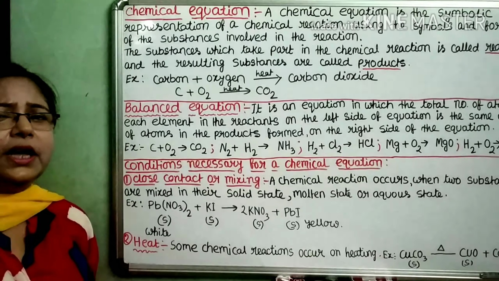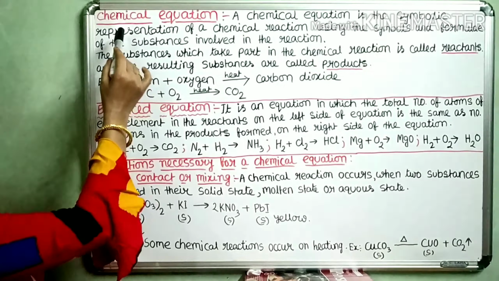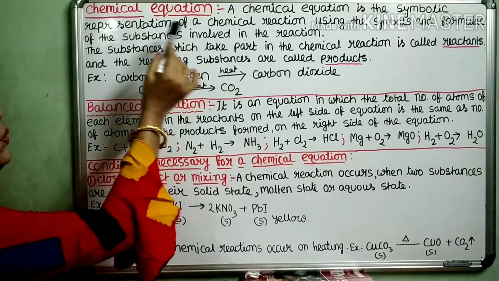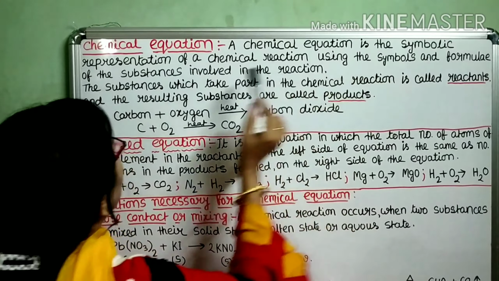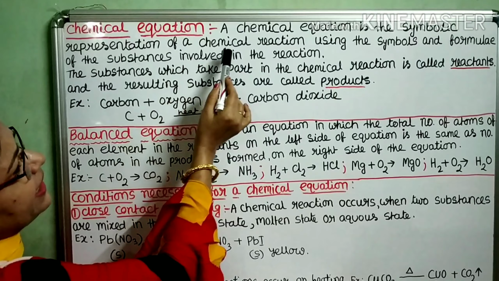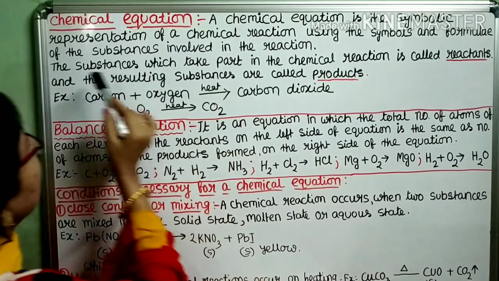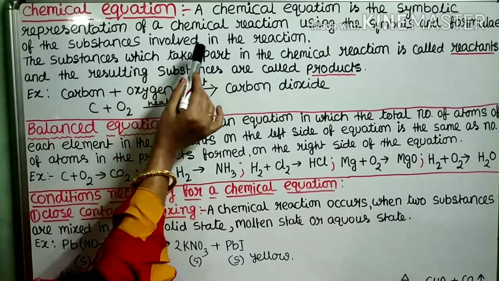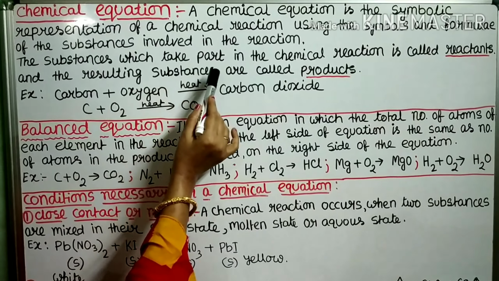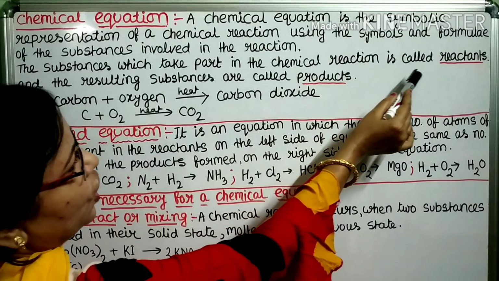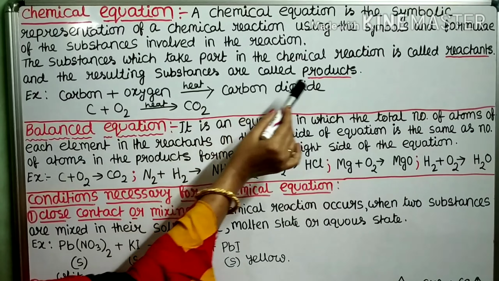Hello everybody, today I will continue the chapter The Language of Chemistry. First I will discuss chemical equations. What is a chemical equation? A chemical equation is the symbolic representation of a chemical reaction using the symbols and formulas of the substances involved in the reaction. The substances which take part in the chemical reaction are called reactants and the resulting substances are called products.